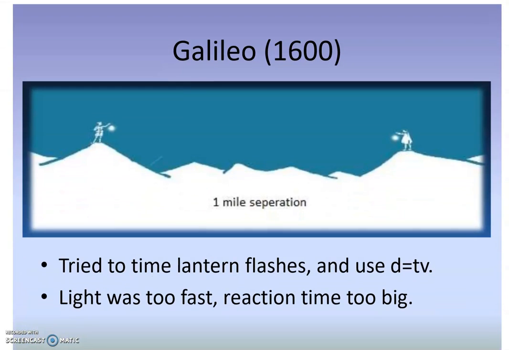So one of the first ones we looked at last year was Galileo around 1600. Of course, he tried to time the lantern flashes between two mountains. Reaction time was horrible. It just didn't work. It didn't really prove much of anything, except that if it did have a speed, it was unbelievably fast. Okay, so hopefully you remember that from last year.